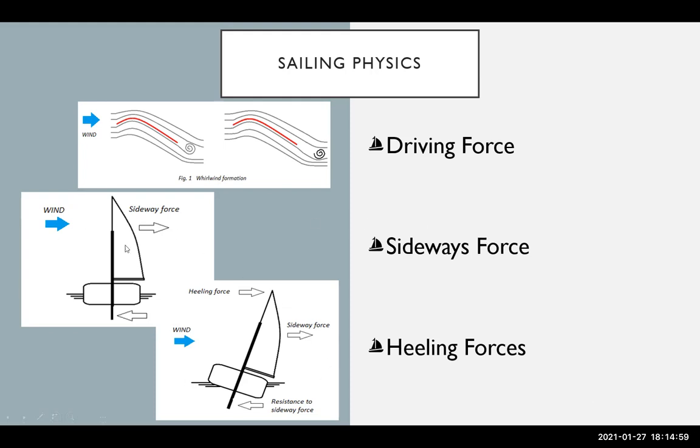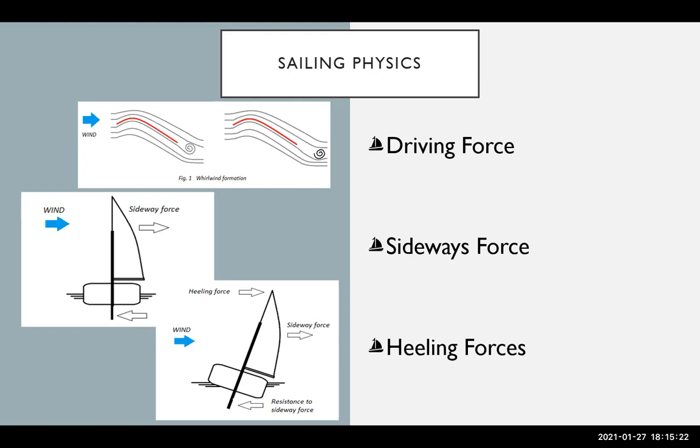As we can see in pictures 2 and 3, it's the same basic principle. The wind is coming from the side, you have the sideways force up above, and then you have the resistance to the sideways force down below, which would be A, the crew, B, the keel, and then you can trim to allow changes in your speed and direction.